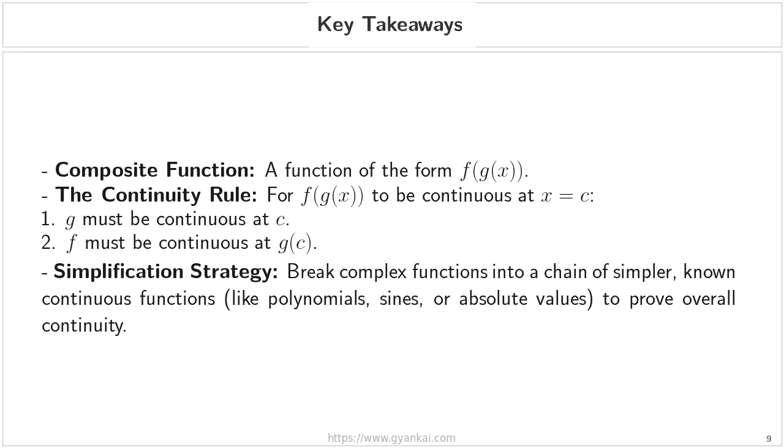Finally, let's review the simplification strategy we applied in our examples. When you are faced with a complex-looking function, the best approach is to break it down into a chain of simpler, known continuous functions. By identifying components like polynomials, sine functions, or absolute value functions, which we already know are continuous, you can systematically prove the overall continuity of the entire composition. Keep these points in mind, and you will be able to analyze even the most complex composite functions with confidence.